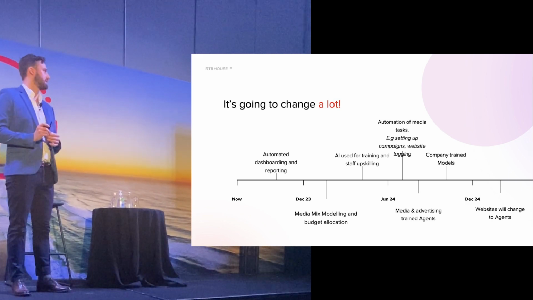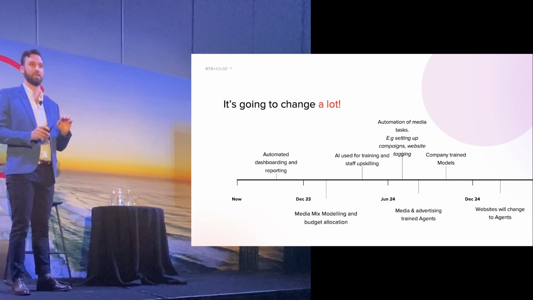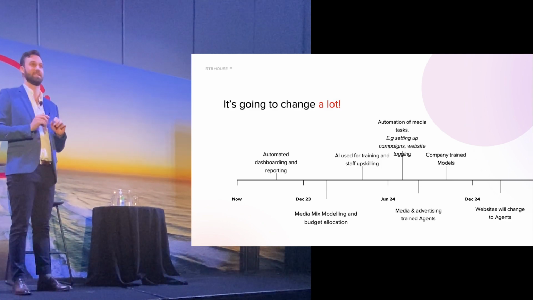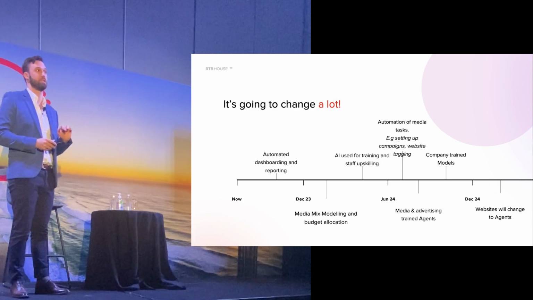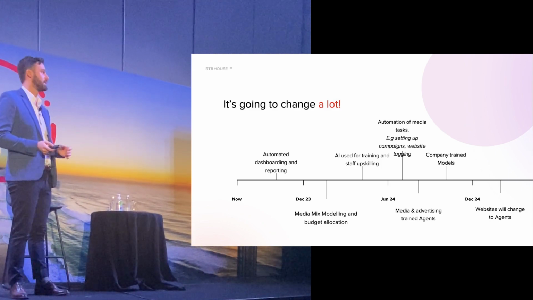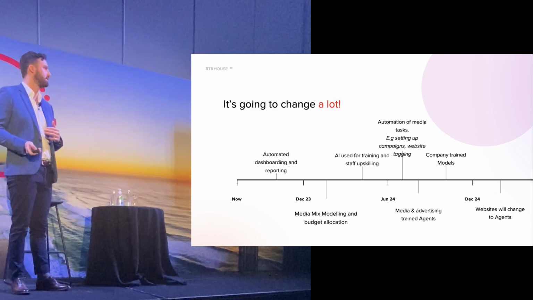Automation of media tasks, like setting up campaigns, replying to emails, even website tagging. I know that everyone hates website tagging, it takes a long time to do, it's a complicated task. That's all possible to be done by AI within probably the next 12 months. In fact, it's technically possible right now, it just takes someone to build that up.